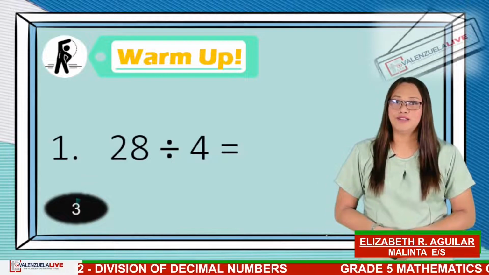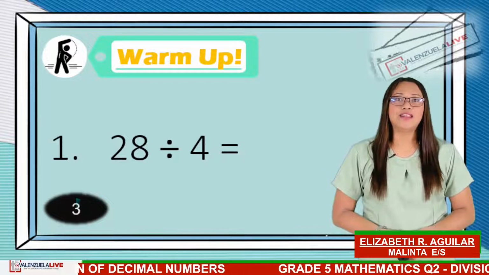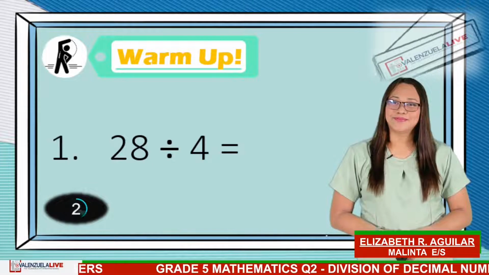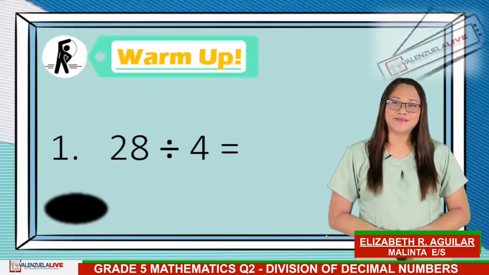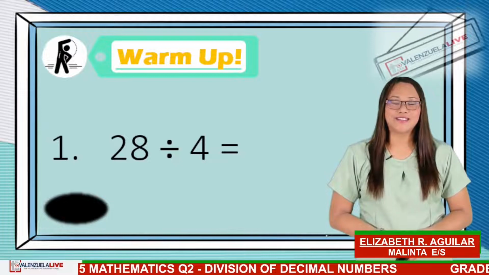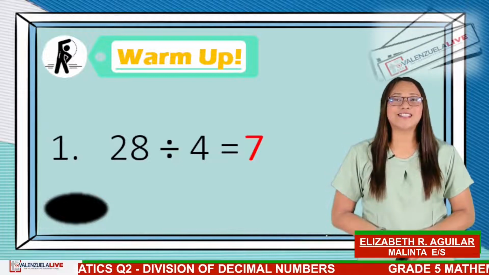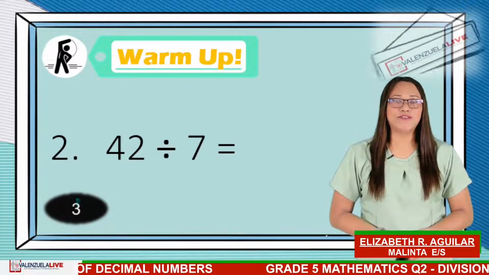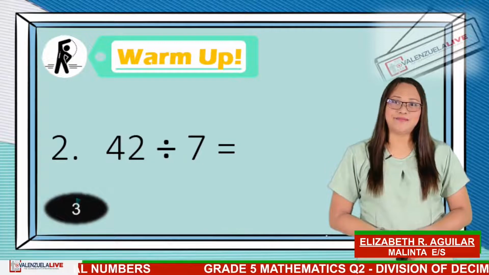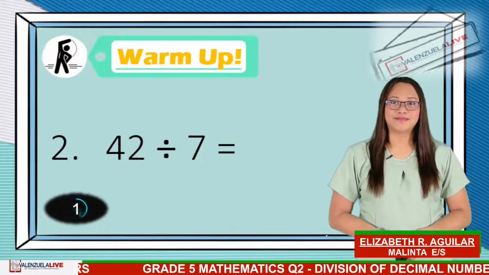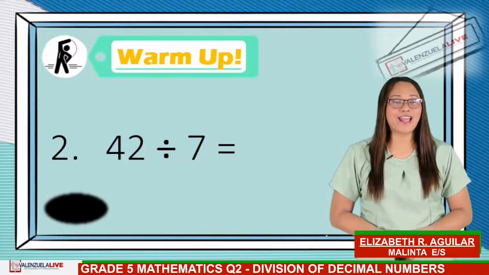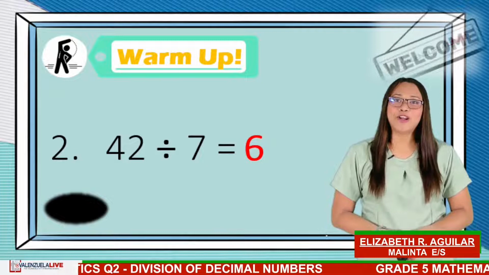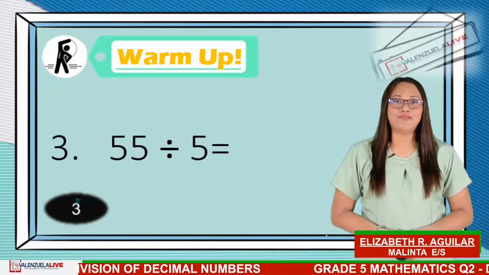For number 1, we have 28 divided by 4. Okay, 3 seconds. All right, what's your answer? Great. The correct answer is 7. How about number 2? 42 divided by 7. All right? Okay, the correct answer is? That's great. It's 6. Okay, for number 3, 55 divided by 5.